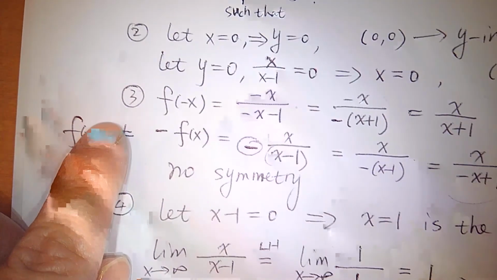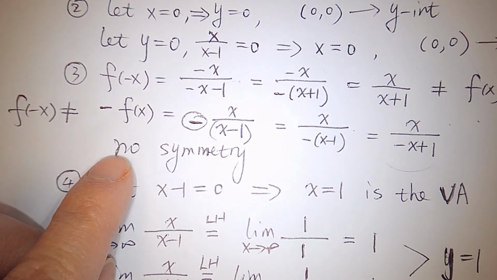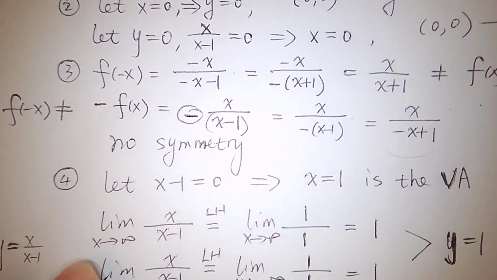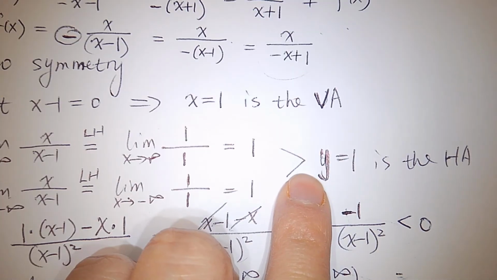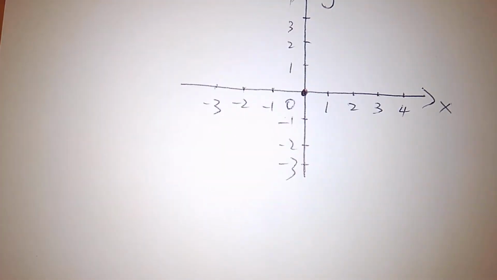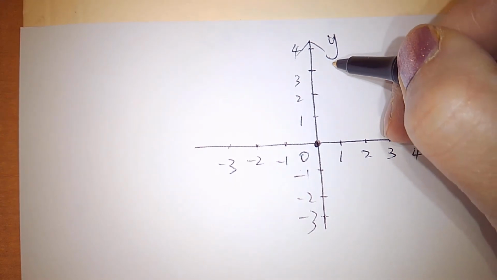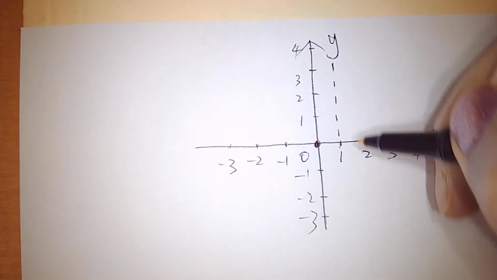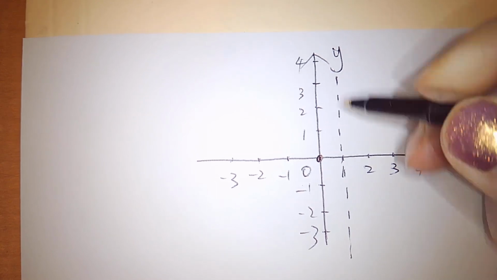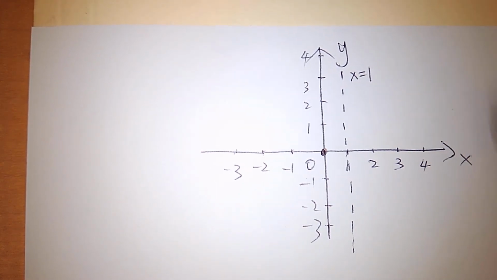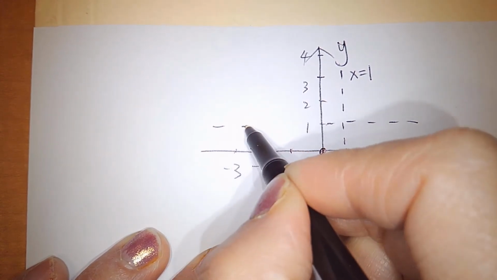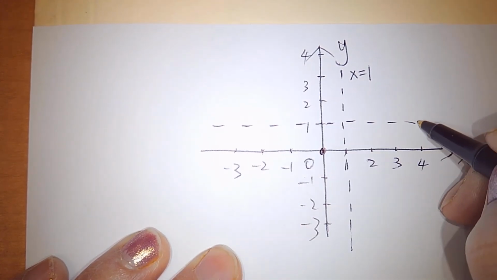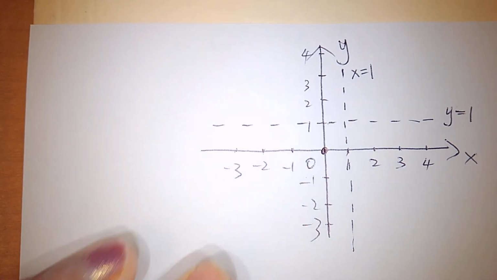Step 3. Is this graph symmetric with respect to anything? No, no symmetry. Step 4. Vertical asymptote, x equals 1. Horizontal asymptote, what? y equals 1. Okay, for vertical asymptotes, let's use dashed lines. Vertical asymptote x equals 1. Horizontal asymptote y equals 1. Draw the horizontal line y equals 1.